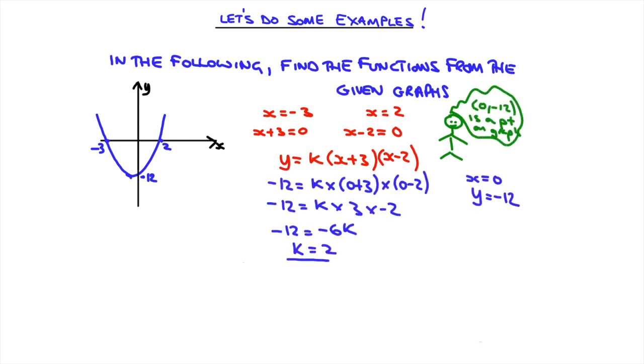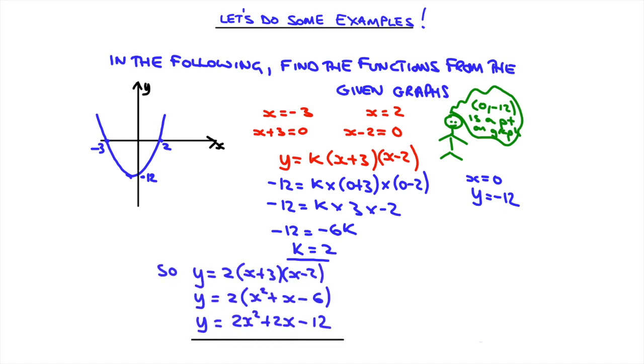So we know x is equal to 0 and y is equal to -12. So if we substitute that in, -12 equals k times 0 plus 3 times 0 minus 2. We would have -12 equals k times 3 times -2. So -12 is equal to -6k. K is equal to 2. So we have found the particular function.